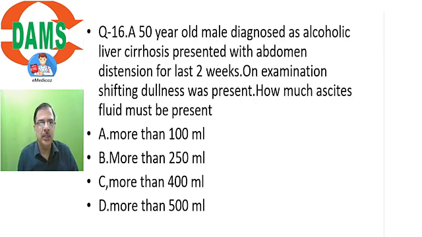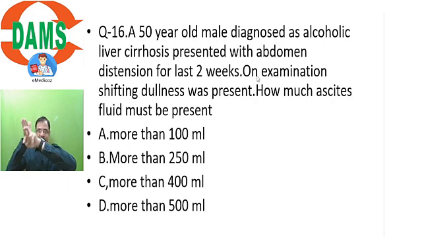All right. So now this patient of alcoholic liver cirrhosis presented with abdominal distension for the last 2 weeks. On examination, shifting dullness was present. How much ascites fluid will be present for a shifting dullness to be there? When we percuss the central part of the abdomen, it will be tympanic because fluid gravitates to the flanks, and towards the flank dullness will be there because fluid is there. So the central part of the abdomen is tympanic, the lateral part, the flanks, will be dull.